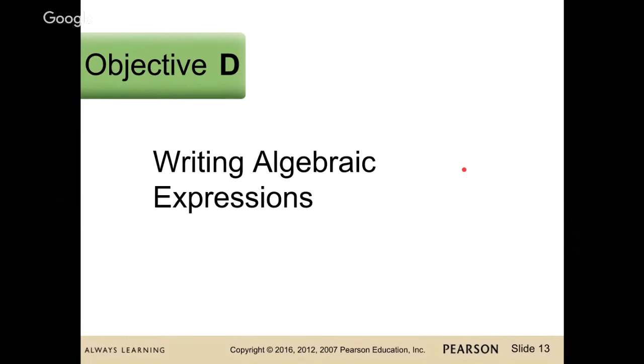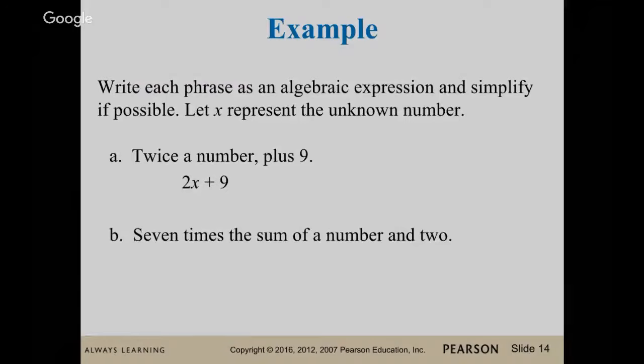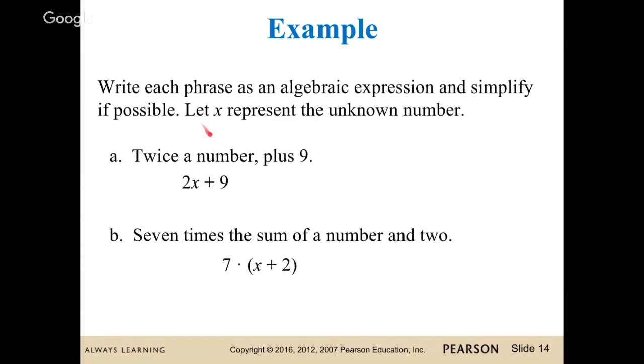Writing algebraic expressions. This is kind of going back to word problems that we looked at a couple lessons ago. All right, so let x represent the unknown number. Make sure you read the problem in the homework, because it's going to tell you usually if it wants a specific variable. So this is telling you it wants x to represent your unknown number. So twice a number plus 9. Twice a number, 2x, plus 9. Okay, so 2x plus 9.